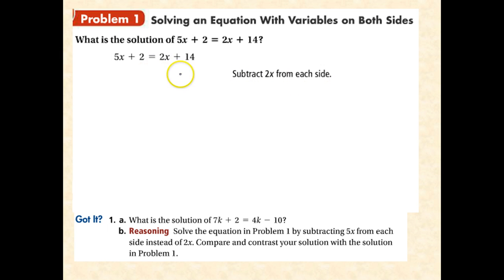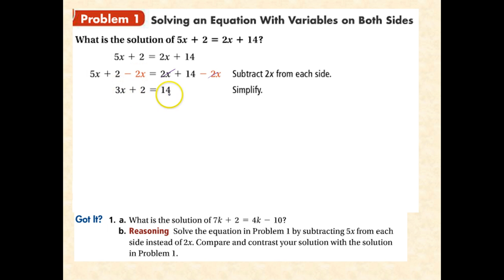Why would that help us? If we were to subtract 2x from each side, we would get rid of the x's off of this side. So then we would only have x's on one side of the equation. 2x minus 2x is 0, so we're just going to have 14 left on this side. And 5x minus 2x is 3x.